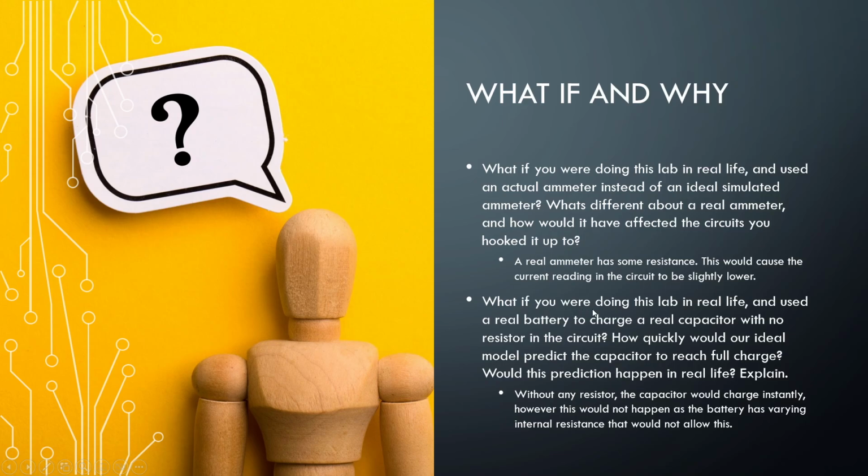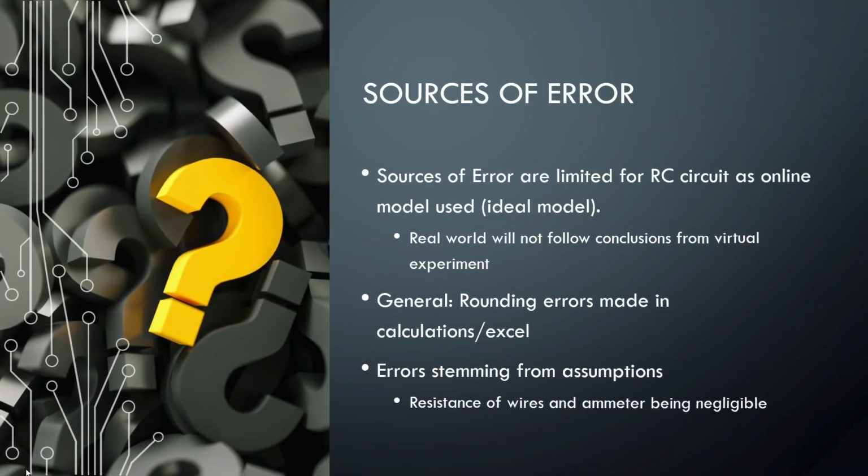And what if we were doing the lab in real life and used a real battery to charge a real capacitor with no resistor in the circuit? How quickly would our ideal model predict the capacitor reaches full charge, and what would happen in real life? Without any resistor, the capacitor would charge instantly in the ideal model. However, this would not happen in real life as the battery has varying internal resistance that would not allow for this to happen. And that is it for this lab. Thank you.